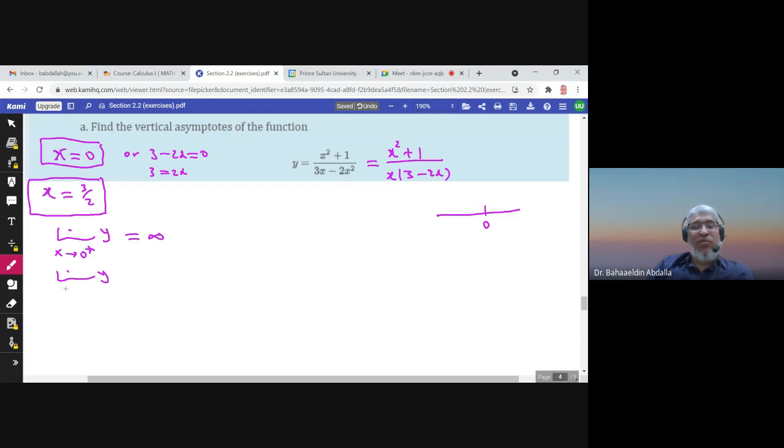But to find the limit of y when x approaches 0 from the left, we will replace x by -0.1. Okay. So just use -0.1. Find -0.1 squared plus 1. Of course, the numerator is always positive. So I'll just check the denominator. So I will multiply -0.1 times 3 minus 2 times -0.1. Well, the calculator tells me that the denominator is negative and the numerator is positive. So positive over negative is negative. So the limit is -infinity.